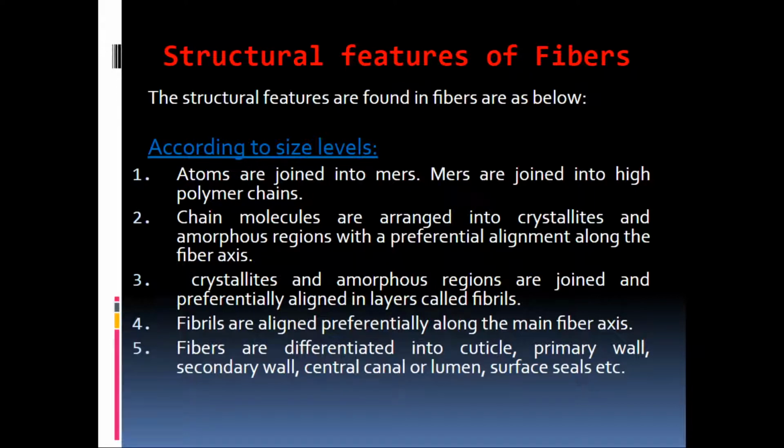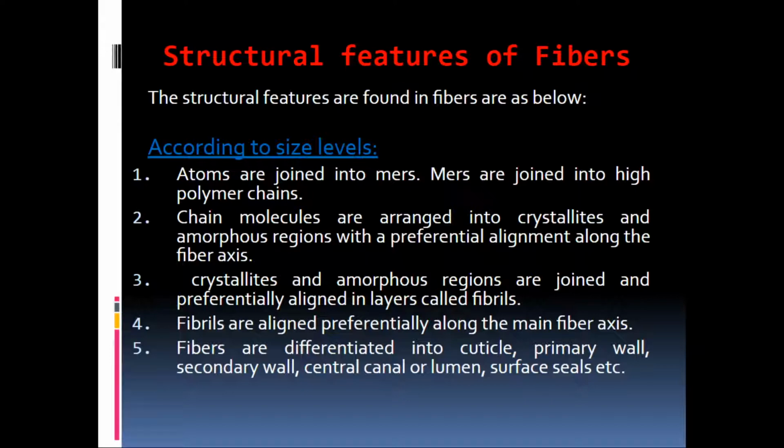For example, if we take polyethylene, as all of you know, it is of two types, low density and high density. In low density polyethylene, the molecules are arranged in a random arrangement, whereas in crystalline or high density polyethylene, the molecules are arranged in a long range order. That's why it is crystalline in nature.